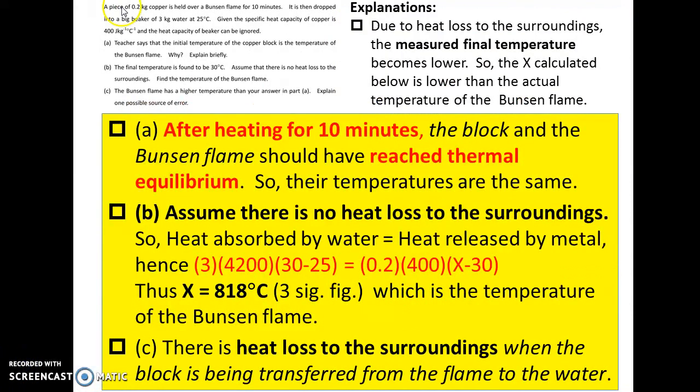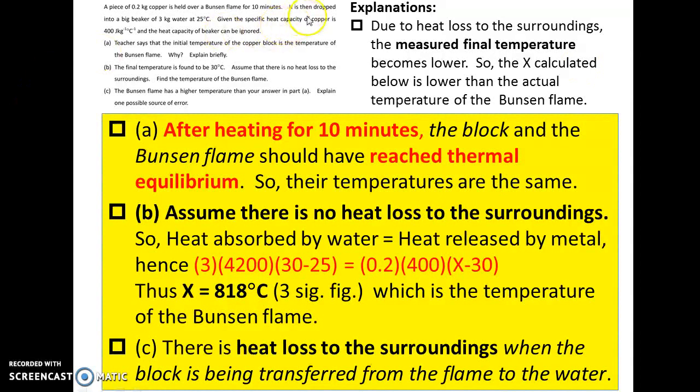In this question, there is a piece of copper block being heated over a Bunsen flame for 10 minutes. In part A, the teacher says that the initial temperature of the copper block is the same as that of the Bunsen flame. What's the reason behind? After 10 minutes of heating, we know that the copper block and the Bunsen flame should have reached thermal equilibrium, and therefore their temperatures should be the same.